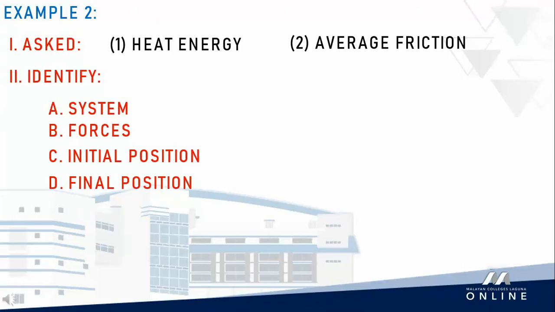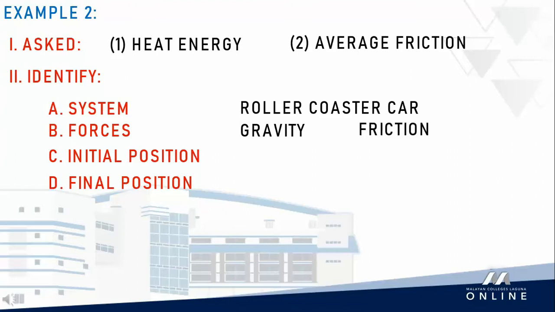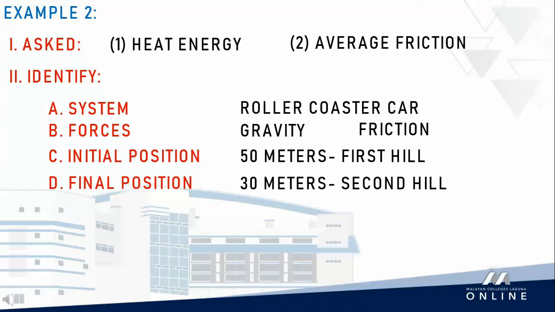Here, the system is the roller coaster car upon which the Earth exerts gravitational force. There are two forces acting on that system. One, as I mentioned already, is gravitational force, and the other one is frictional force. The initial position will be set at the position of the roller coaster prior to its coasting on the first hill. The second point will be the vertical height of 30 meters on the second hill. We can always say that the lowest point will be zero, accounting for its gravitational potential energy.